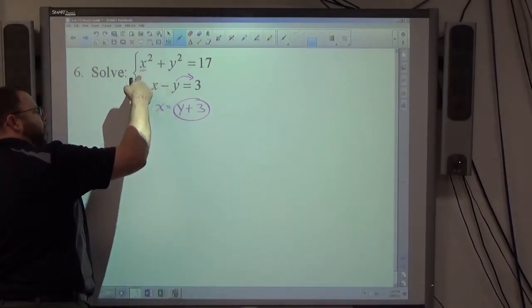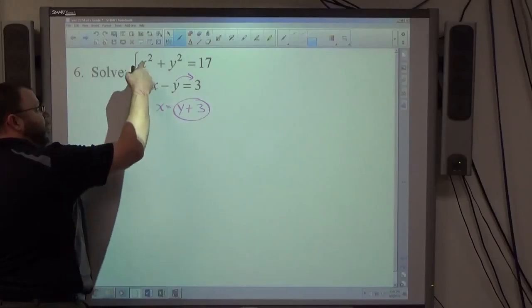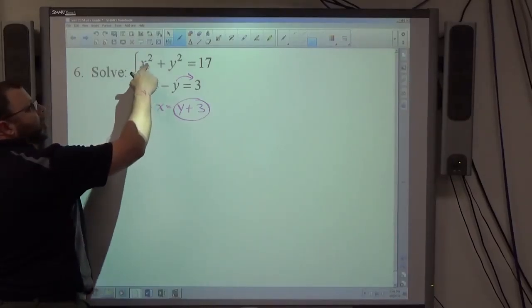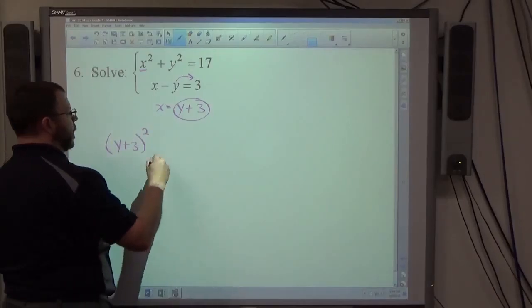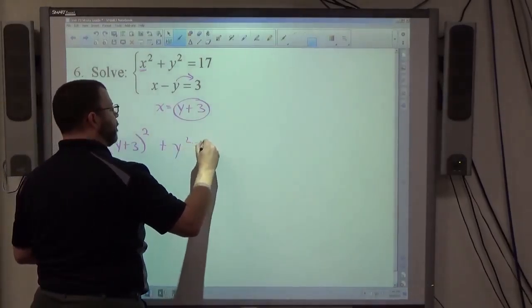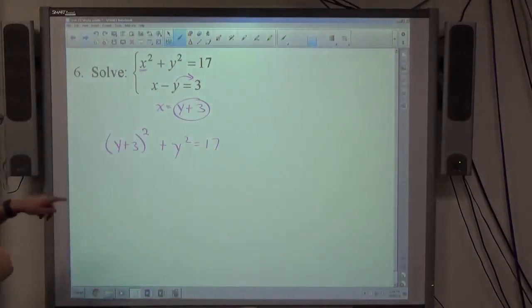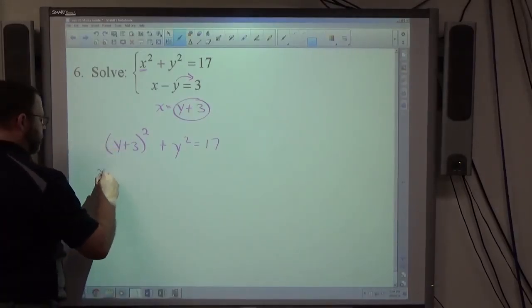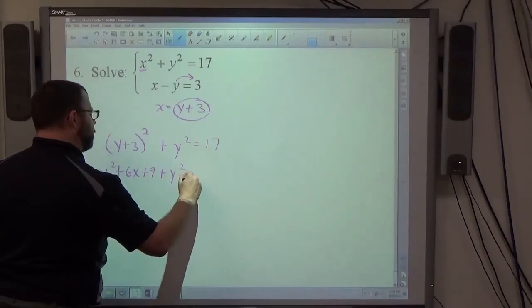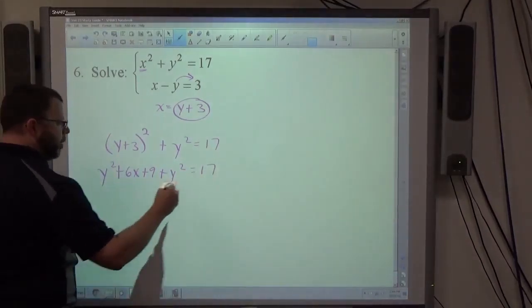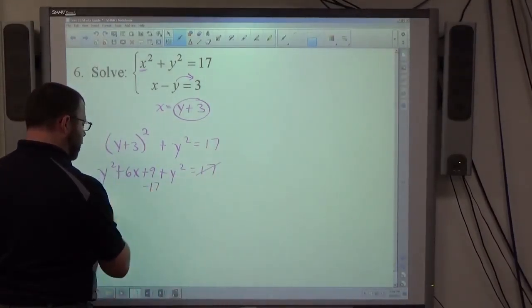I am replacing one object with more than one object, so the substitution goes in parentheses, and whatever's happening to x is going to happen to the substitution. So y plus 3 in parentheses squared plus y squared equals 17. If I then square the binomial, I'm going to get y squared plus 6y plus 9 plus y squared equals 17. I'm going to move the 17 over here, combine like terms.